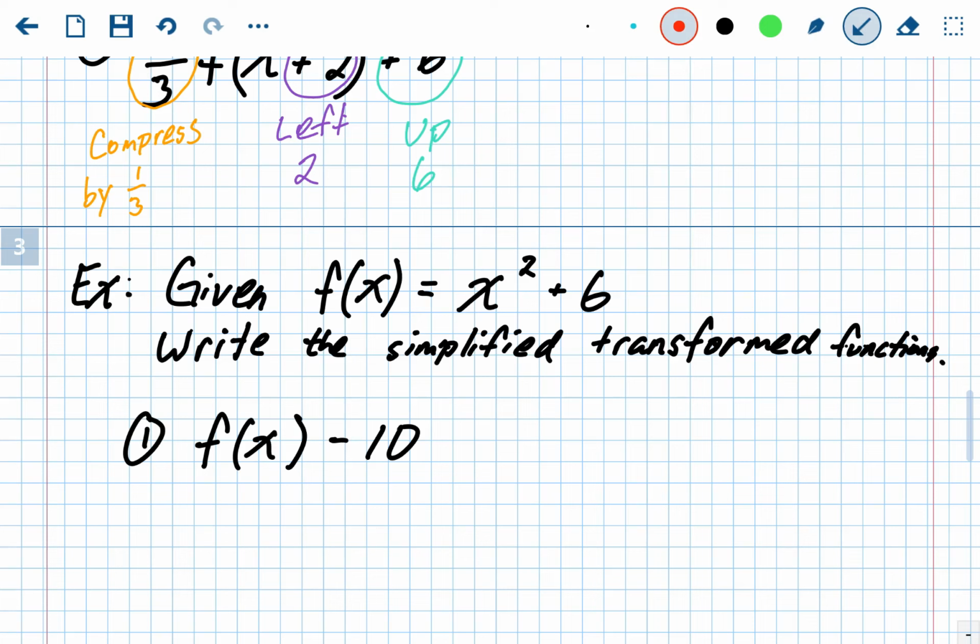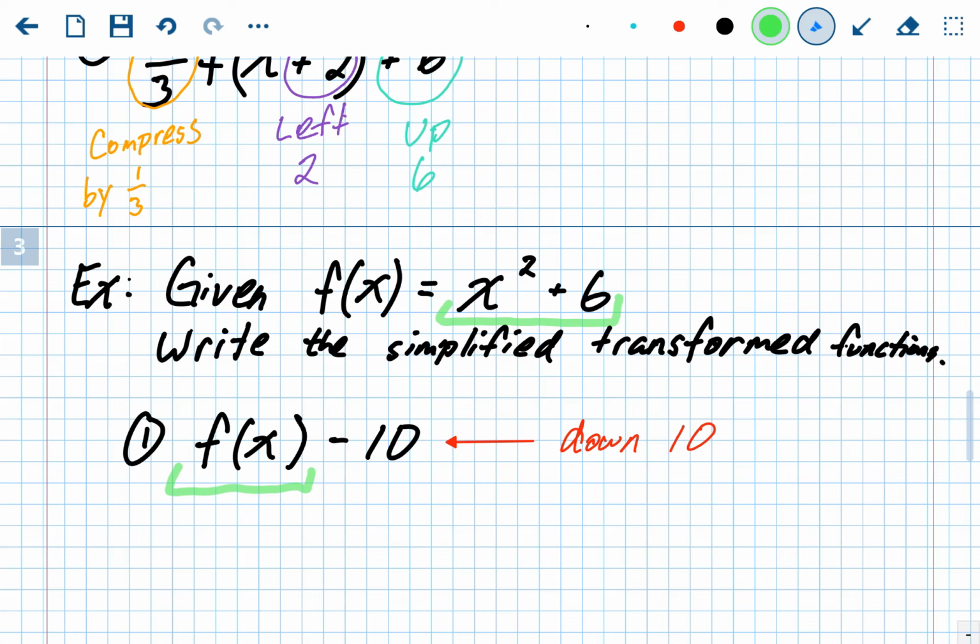Alright, so f of x minus 10. We know that minus 10 is going to shift the graph down 10 units. But how does it affect the function? So we know how it affects the graph, but how does it affect the function? Well, we're just going to use substitution. We know what f of x is. F of x is x squared plus 6. So let's just use a substitution.